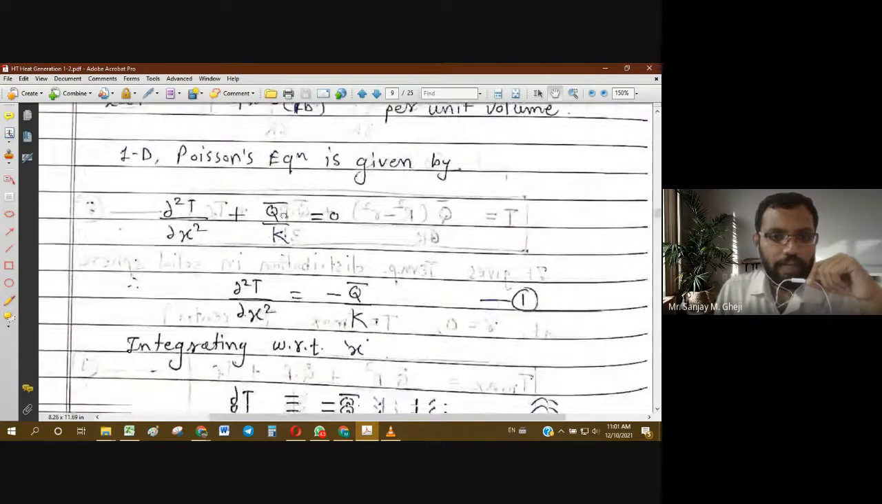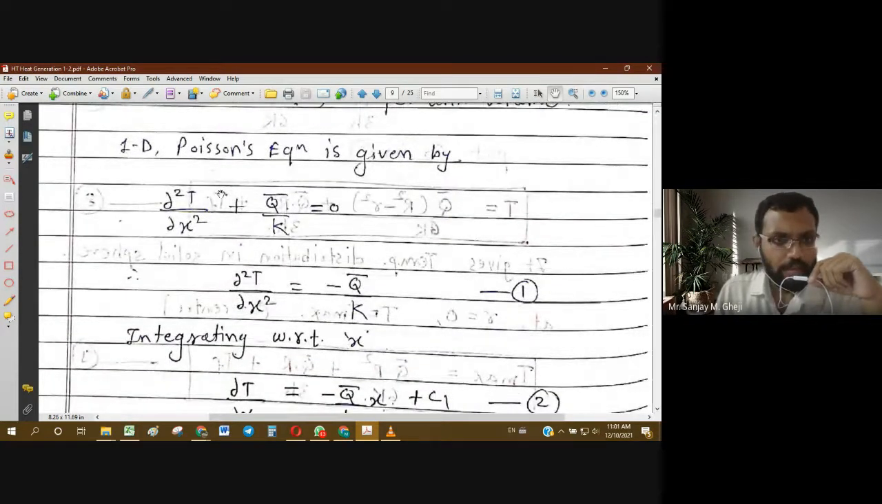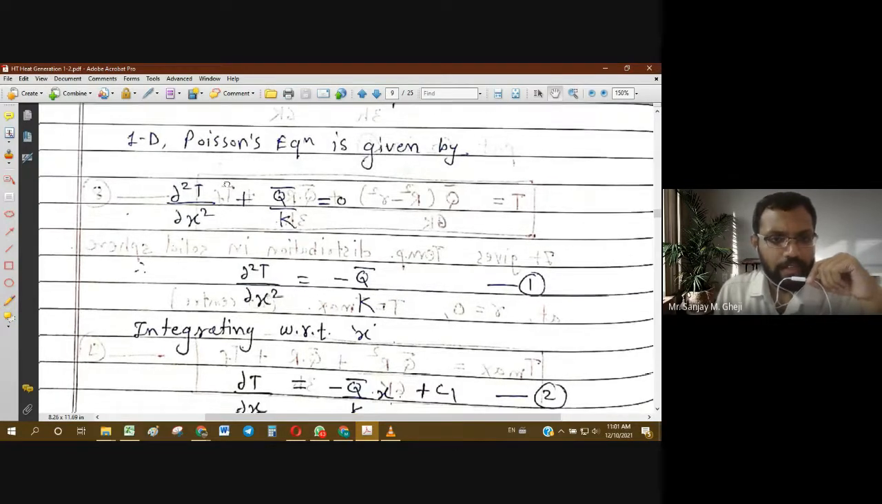Now we will start our mathematical process. The one-dimensional Poisson's equation is given by d²T/dx² plus q bar by k equal to 0. You should know the meaning of Poisson's equation. Whenever you read Poisson's equation in any question paper, you should know that it is the case of steady state heat transfer with internal heat generation. This internal heat generation component is very important, and it is under steady state, which is why the right hand side is 0.